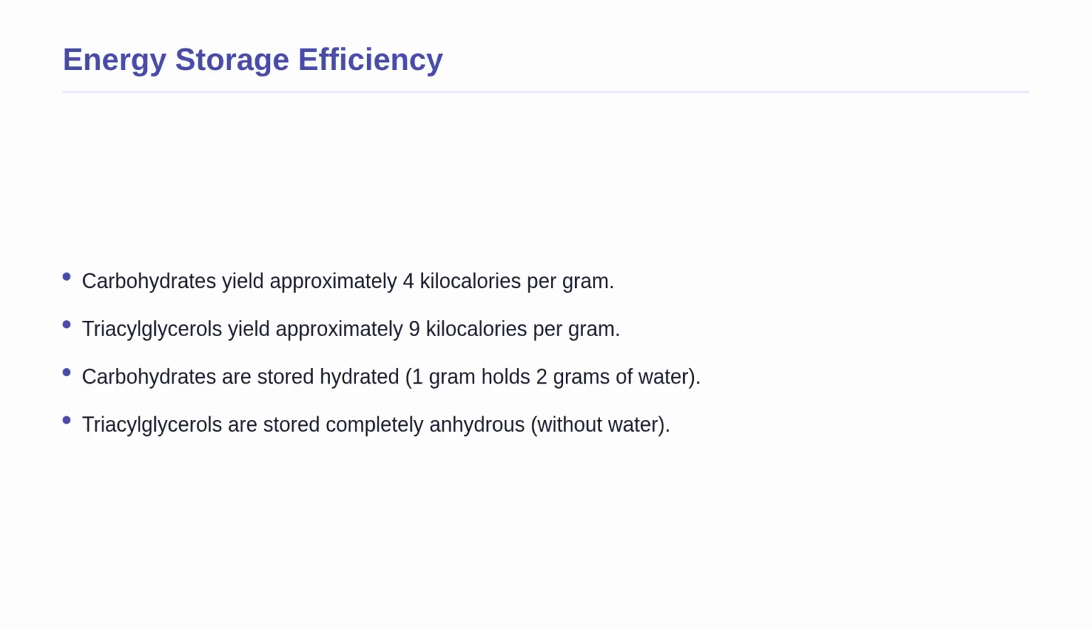But the energy density is only half the story. Carbohydrates are stored hydrated, meaning every 1 gram of carbohydrate holds 2 grams of water. Triacylglycerols, on the other hand, are stored completely anhydrous, meaning without water. This fundamental chemical difference has a profound impact on how much weight an organism must carry.